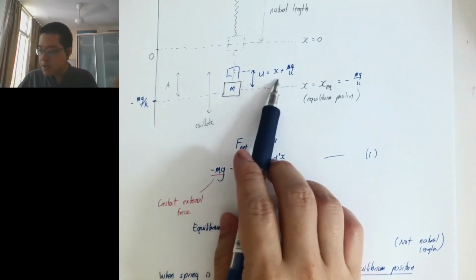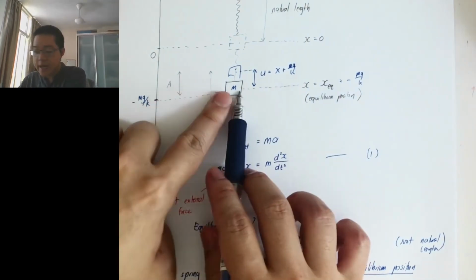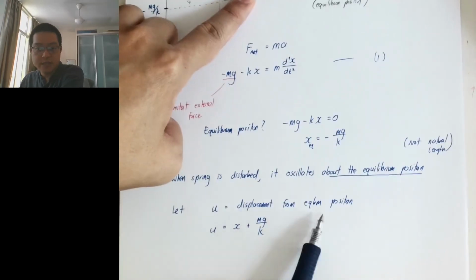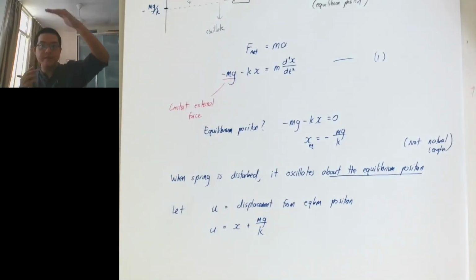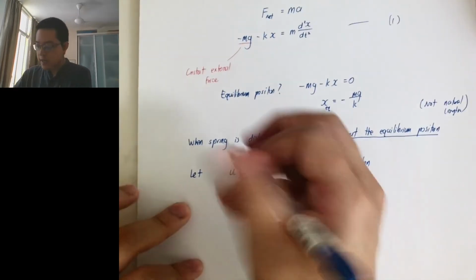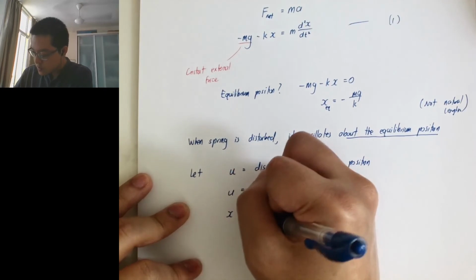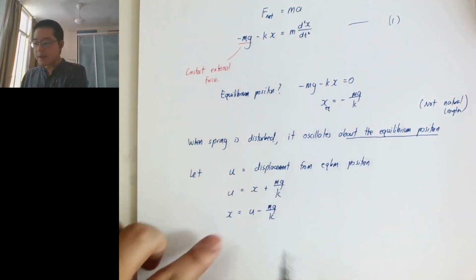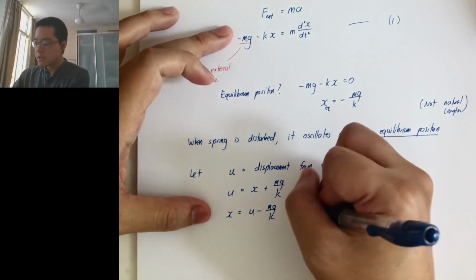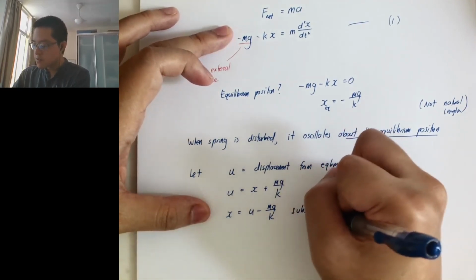It makes sense, because when x is negative mg over k, u is 0 displacement from the equilibrium. If x is higher, I get a positive u. If x is lower, I get a negative u. So u is the displacement from equilibrium. In other words, x is equal to u minus mg over k. So now I'm changing my variable, and I'm going to substitute this into equation 1.